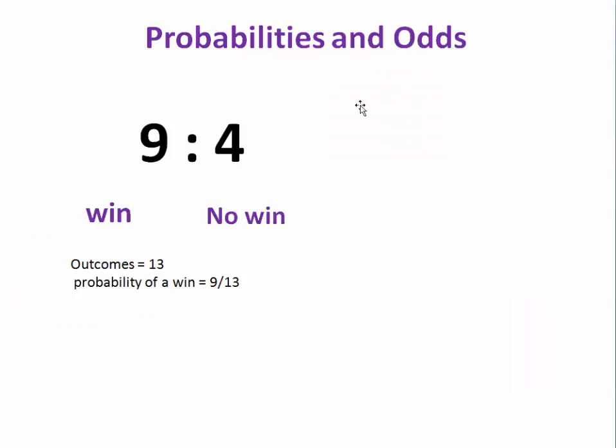Probabilities and odds: if we're given the odds of something winning, say a horse winning, of 9 to 4, so the win is 9 and 4, the outcomes is 13, and the probability of a win is 9 divided by the total number of outcomes, which is 9 plus 4, 13.